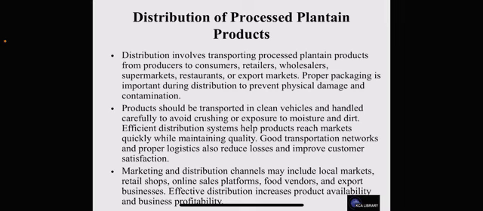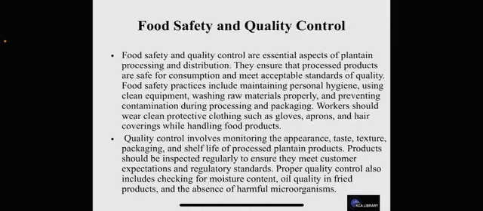Now, marketing and distribution channels may include local markets, retail shops, online sales platforms, food vendors, and export businesses. Effective distribution increases product availability and business profitability. Now, let's move on to the next subtopic, which is food safety and quality control. These are essential aspects of plantain processing and distribution. We should be able to consider food safety and quality control.